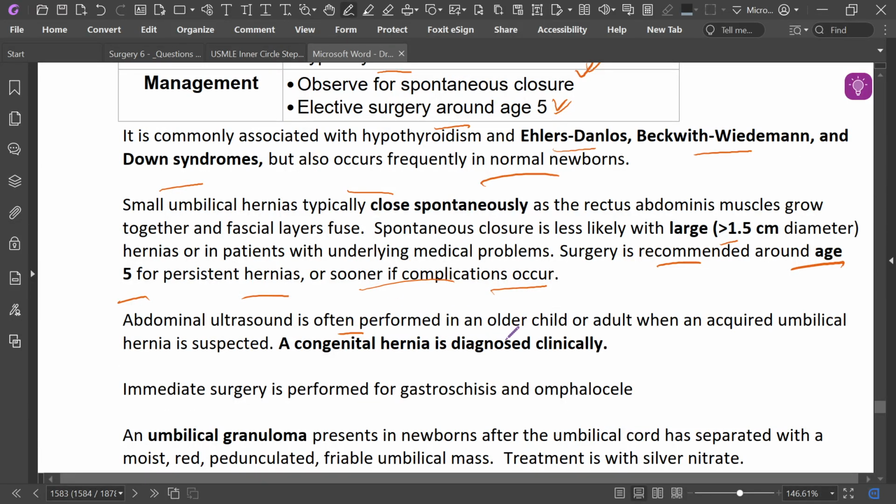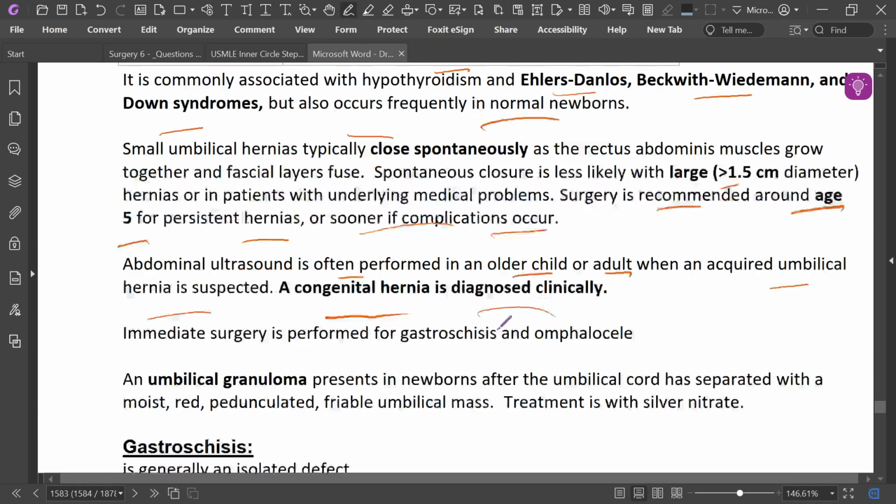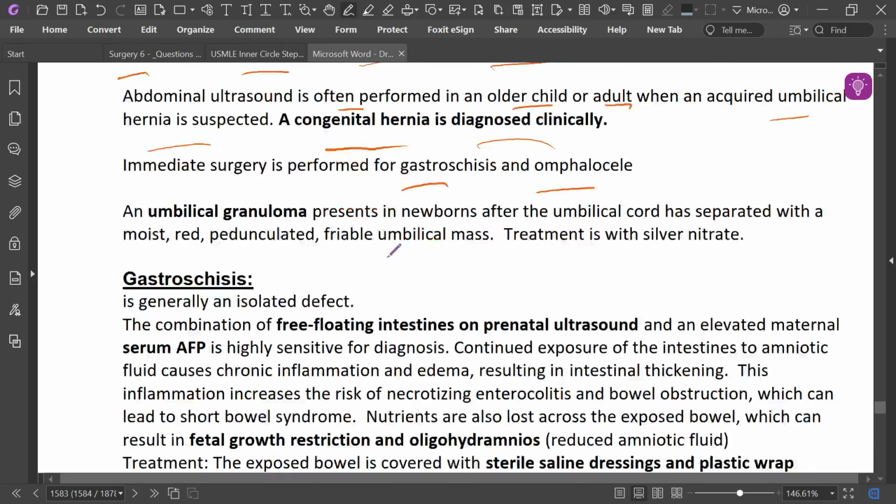Abdominal ultrasound is often performed in an older child or adult when an acquired umbilical hernia is suspected. A congenital hernia is diagnosed clinically. Immediate surgery is performed for gastroschisis and omphalocele. An umbilical granuloma in newborns appears after the umbilical cord has separated as moist, red, pedunculated, friable masses.